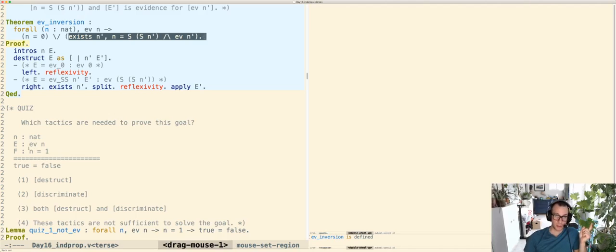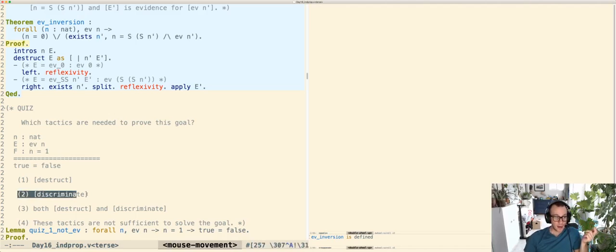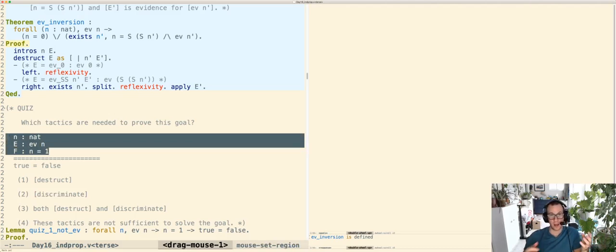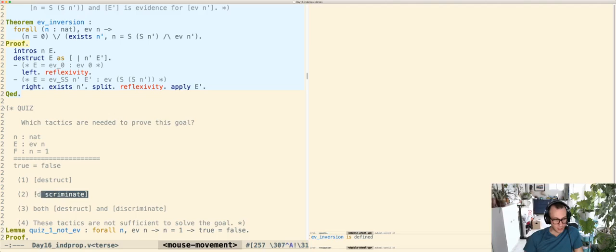Then we'd be able to use discriminate to break it up. Discriminate on its own isn't enough, though, because right now there's nothing in this context where there's an obvious contradiction. We've equated two things with different constructors. So discriminate on its own won't do the job either. Destruct and discriminate together do a beautiful job.